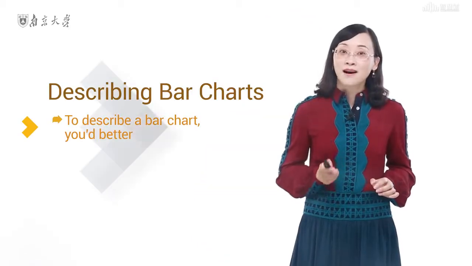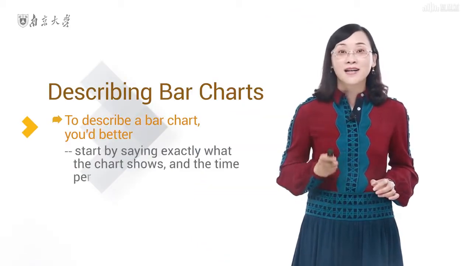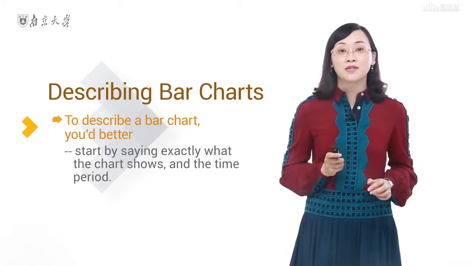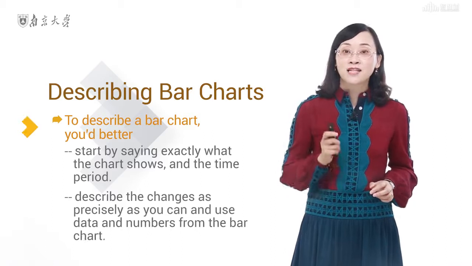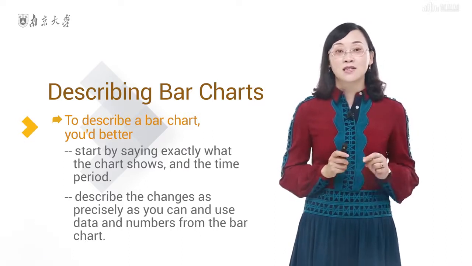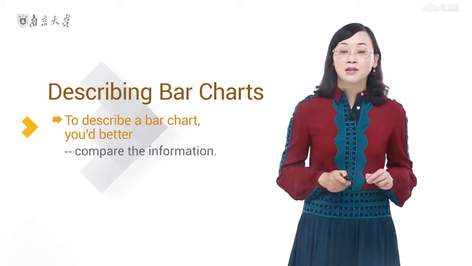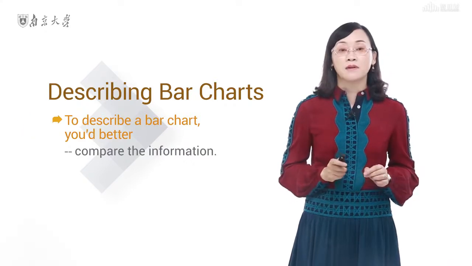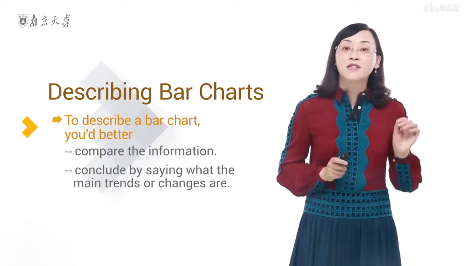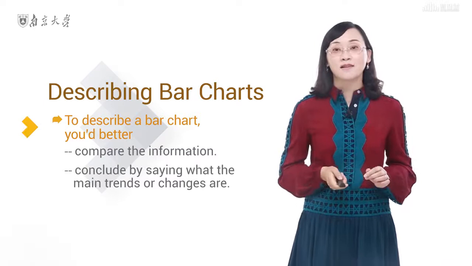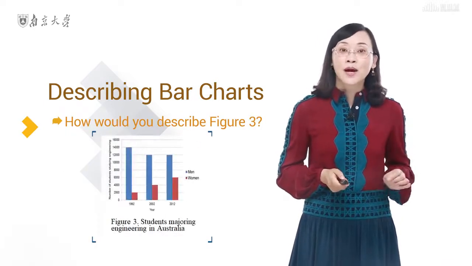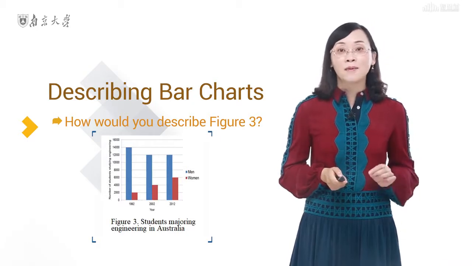To describe a bar chart, you'd better start by saying exactly what the chart shows and the time period. Describe the changes as precisely as you can. Use data numbers from the bar chart. Compile the information. Talk about differences or similarities between the groups shown. Conclude by saying what the main trends or changes are. Observe the bar chart in Figure 3 and try to see how you would describe it.